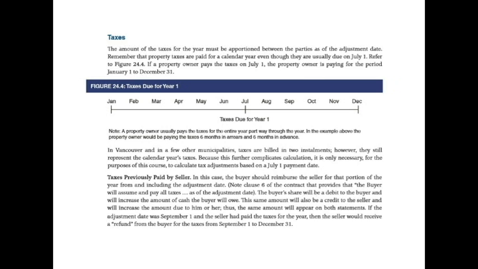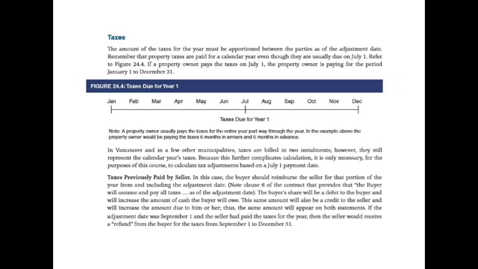Taxes previously paid by the seller. In this case, the buyer should reimburse the seller for that portion of the year from and including the adjustment date. Note, Clause 1 of the contract provides that the buyer will assume and pay all taxes as of the adjustment date. Okay, the buyer's share will be a debit to the buyer, so that'll be a negative, a frown, and will increase the amount of cash the buyer will owe. This same amount will also be a credit to the seller, a happy face, and will increase the amount due to him or her. Thus, the same amount will appear on both statements.